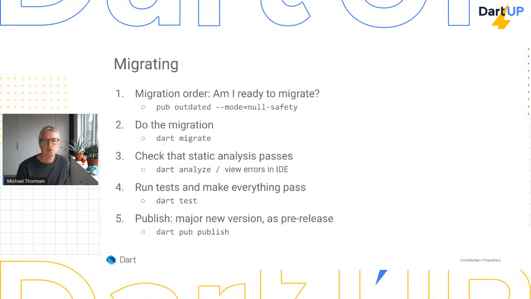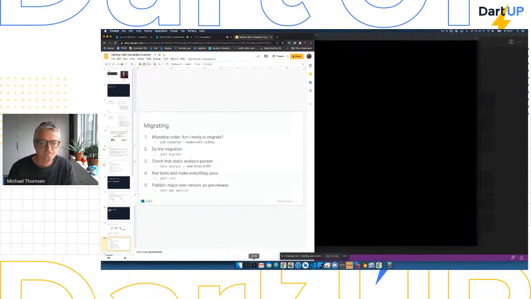Step 3 is to make sure that you pass all static analysis. As we saw already in my small demos, we had a program that did not pass static analysis, so it was not null safe. Then you should run your tests and make sure everything passes, and we will see an example of that. And then after all the 4 first steps are successfully completed, you can go ahead and publish. But again, enough talking. Let's take a look at these in practice.